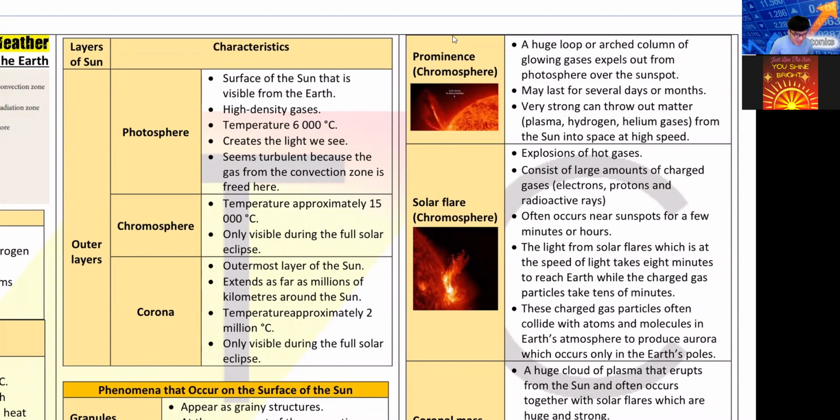So prominence is a fire ring. It's a ring of fire. It's not an explosion. So that's a ring of fire.